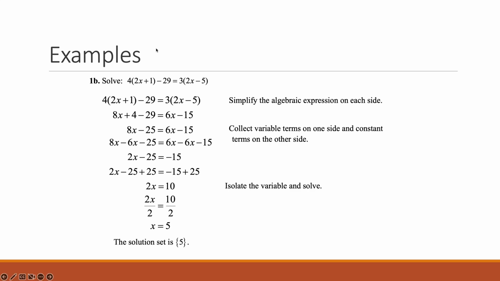First, they distribute. They distribute the 4 and get 8x plus 4. They distribute the 3 and get 6x minus 15. Then they have opposite side, opposite operation. So you subtract 6x from both sides. Again, they just did it horizontally as opposed to vertically. And then they add the 25 to both sides. Then they divide and they get x is 5. So this is very much what we've been doing, with the one exception that they write horizontally and we've written vertically.